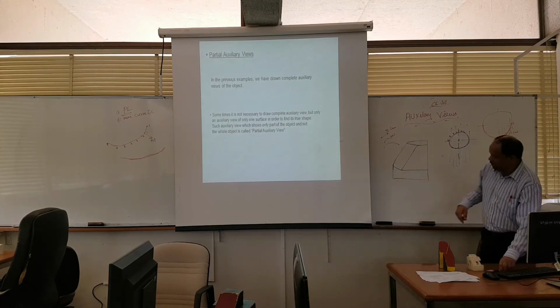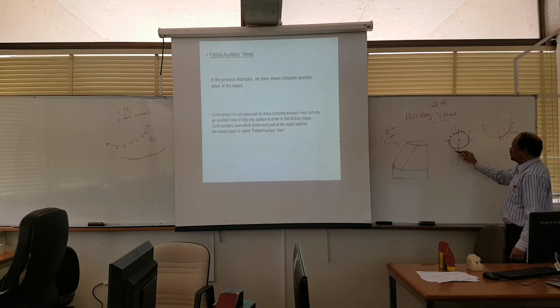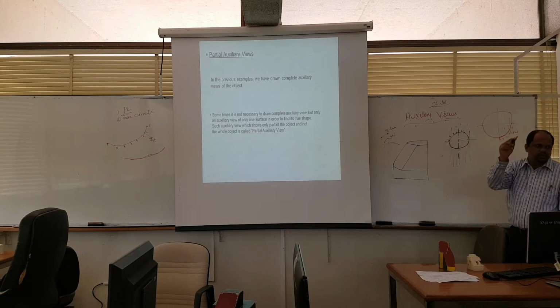For example, here, this one. A circle is here. I take this as a reference line. So if I draw this part of the circle, this becomes the mirror of it. Isn't it? Because it's a symmetrical object.